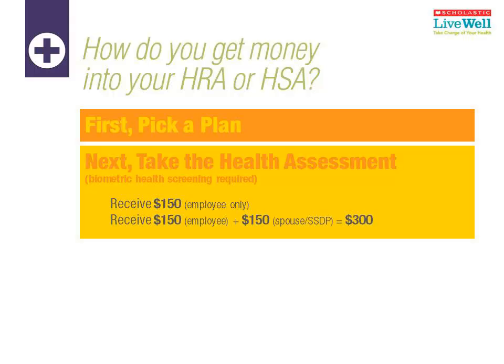Next, take the health assessment. When you take the health assessment, you will receive $150 in your HRA or HSA. When your spouse or same-sex domestic partner takes the health assessment, you'll get another $150 in your account, for a total of $300 just for taking your health assessment.